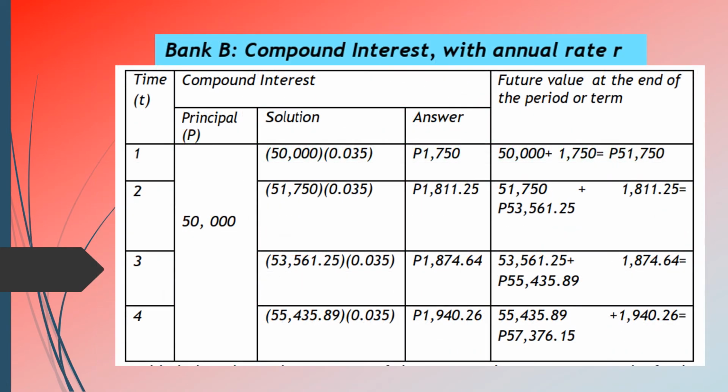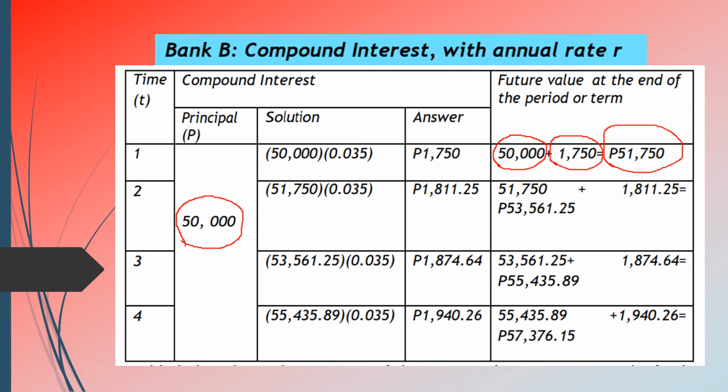Bank B offers compound interest with annual rate R, from year 1 to year 4. 50,000 is the principal amount multiplied by 3.55% interest. It has an interest value of 1,750 in the first year, added to the principal amount plus 1,750, which is equal to 51,750 for the first year.